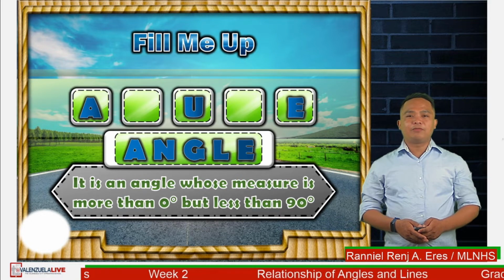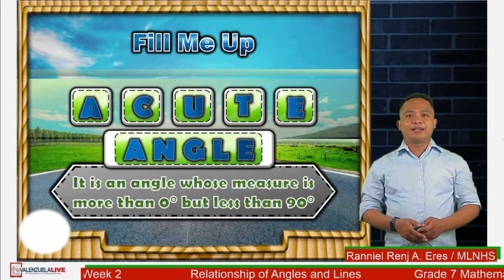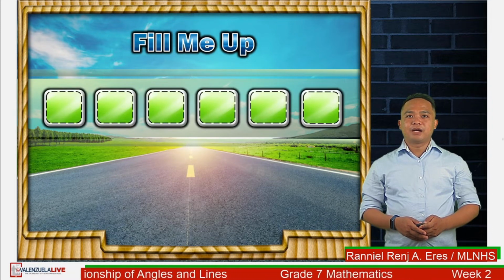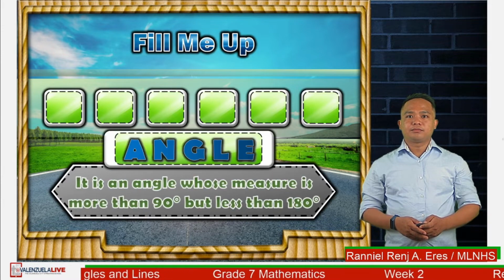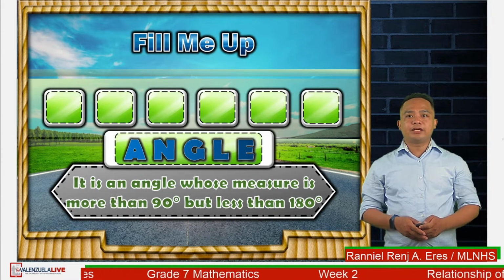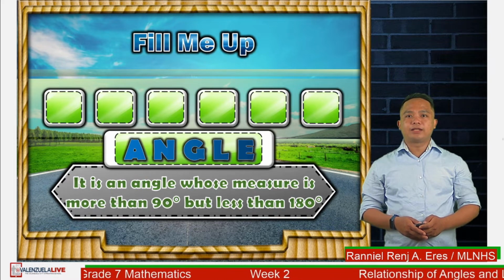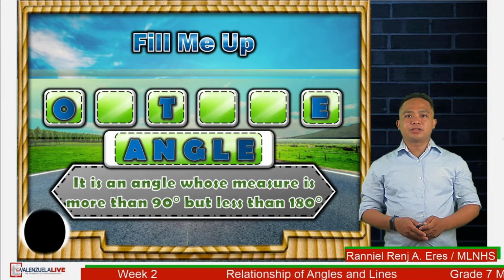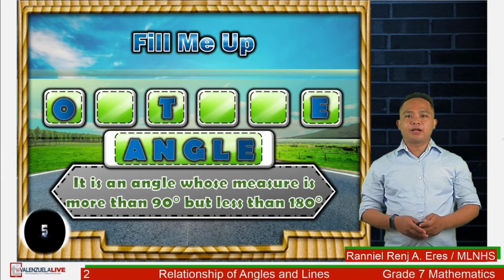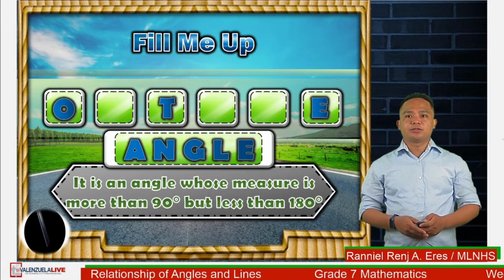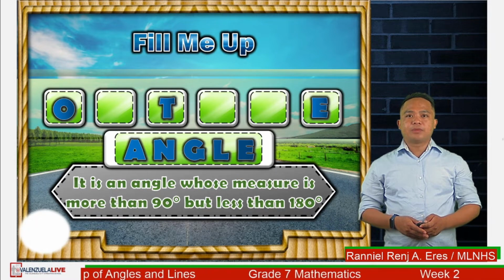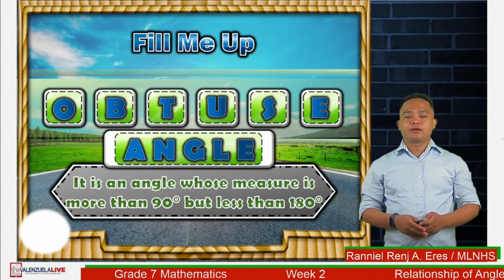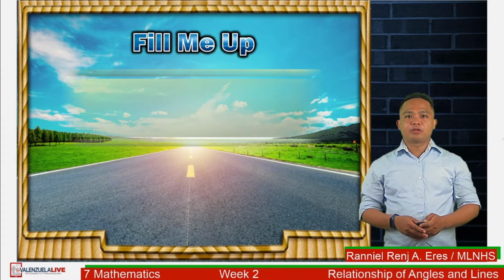Okay, time's up. So if you answer acute angle, you're correct. Okay, next example. How about this one? It is an angle whose measure is more than 90 degrees but less than 180 degrees. These are the clues. Your 5 seconds starts now. You may now type the complete word in your comment section. Okay, time's up. So if you answer obtuse angle, you're correct.